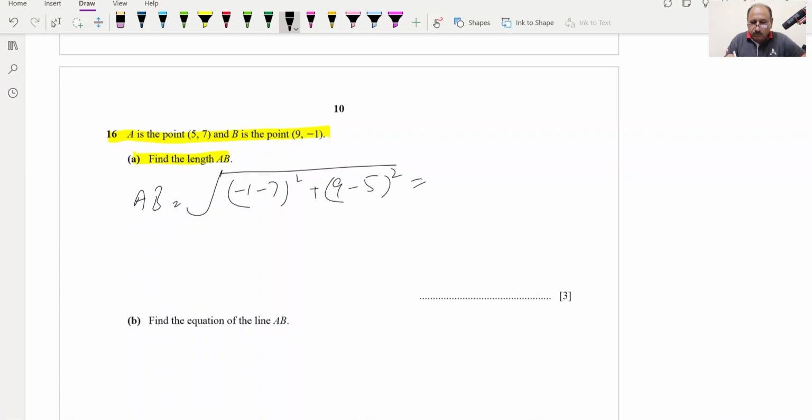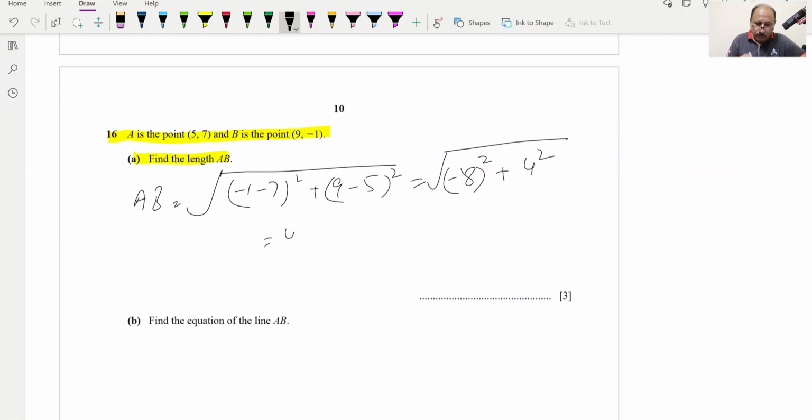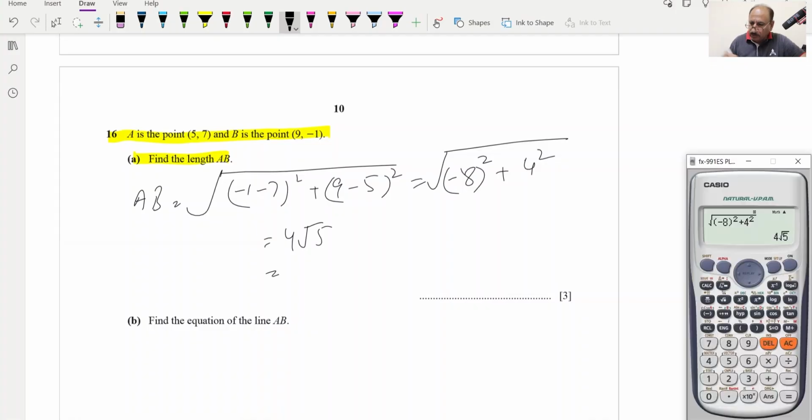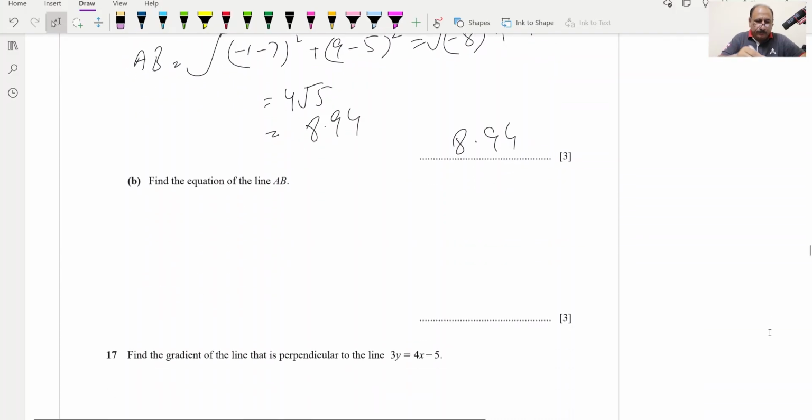And this will be equal to minus 8 squared in brackets plus 4 squared under root, and we can find this. This will be square root of minus 8 squared plus 4 squared, and this is equal to 4 under root 5. This can be the answer, or we can provide it in decimal. This will be 8.94. 8.94 will be the answer to 3 significant figures. Then find the equation of the line AB.